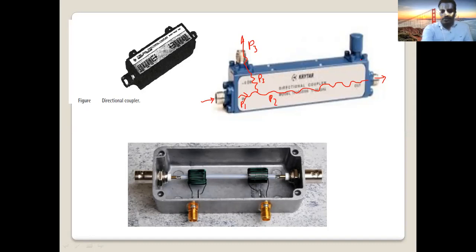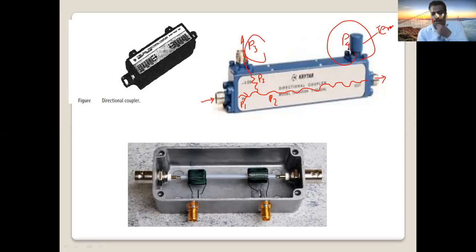But there is another port here. We call it the isolated port. As you can see here, we put some device. I call it a terminator. It's terminated here. We don't need it. We are not using this port because this device is directional. The sampled signal only goes to port number 3, not port number 4. This is P4, which we call the isolated port.